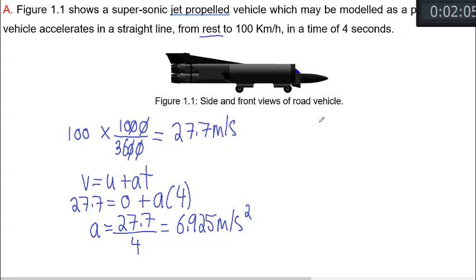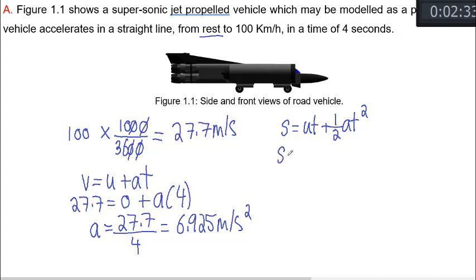Now we're going to go ahead and find the distance in the next part. So again, we're going to use a constant acceleration equation. We're going to use s equals ut plus half at squared. You can probably use another equation as well. s equals u plus v over 2 times t, or v squared equals u squared plus 2as. You can use a whole array of equations. I'm going to use this one here.